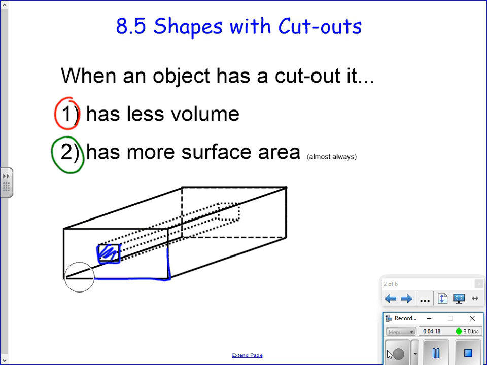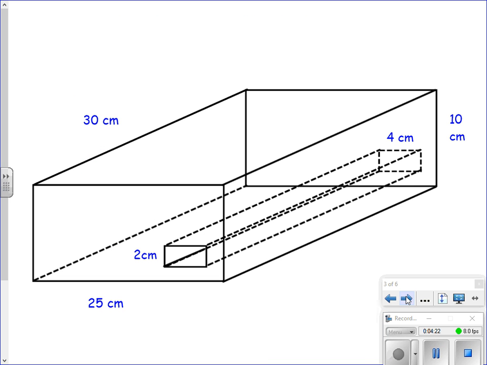I know what you're saying. Stop talking, nukes. Let's try a question. So here we go. Here is a goofy looking box, and it's got a cutout all the way through it.